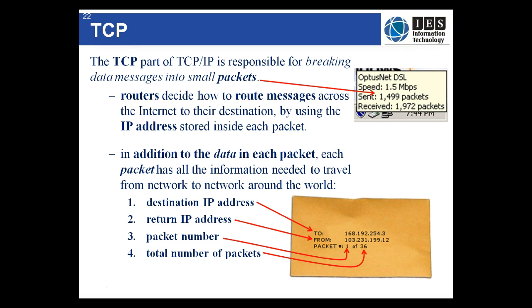The TCP part of this protocol is responsible for breaking the data to be sent into packets, adding a header with destination and origin addresses, the packet number, and the total number of packets, and also a footer with some error checking codes. Routers then decide where to send the data onto so that the packet moves towards its destination. TCP also reassembles the data at the destination computer.